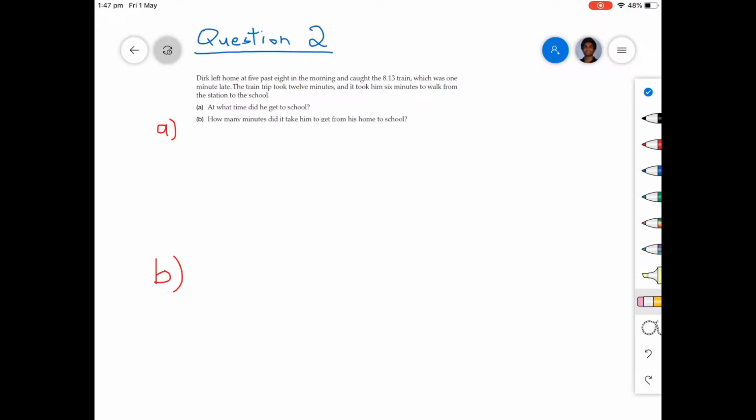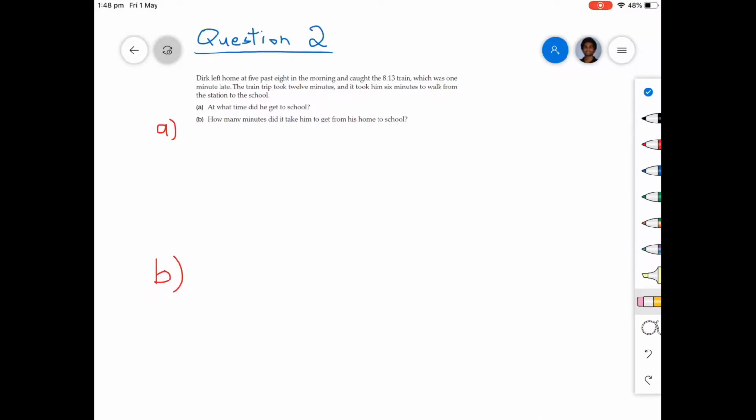Okay, now let's look at question 2. So this is quite a long worded question, and this is more like what you'll get on your exam. Dirk left home at 8:05 in the morning and caught the 8:13 train, which was 1 minute late. The train trip took 12 minutes, and it then took him 6 minutes to walk from the station to the school. So there's a lot of information in that question, a lot of different times and numbers, so we need to figure out what is the important information.